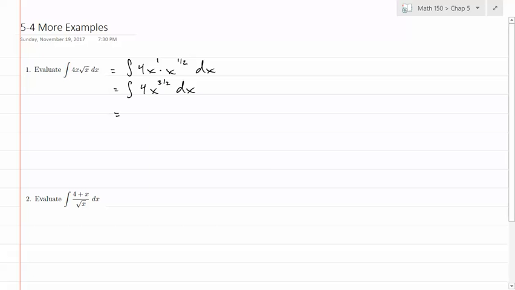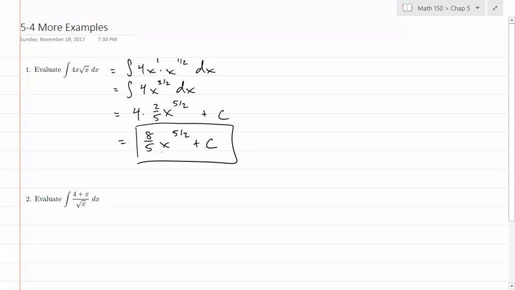Now you can integrate. You can integrate by increasing the power by 1. Well, first of all, the 4 is going to come along for the ride. And then the integral of x to the 3/2, you increase the power by 1 and then divide by that number. Okay, and of course plus c. And then you could simplify that, 4 times 2/5, that would be 8/5. So 8/5 x to the 5/2 plus c.